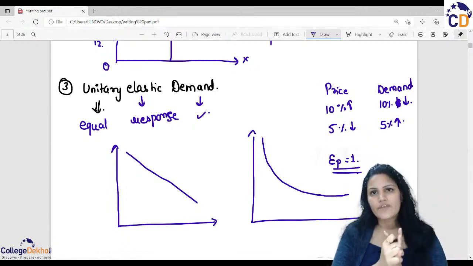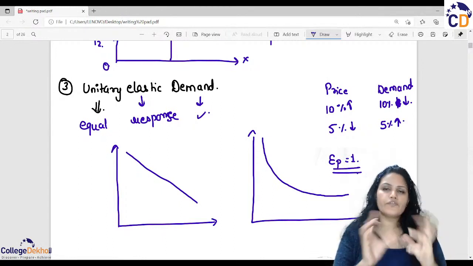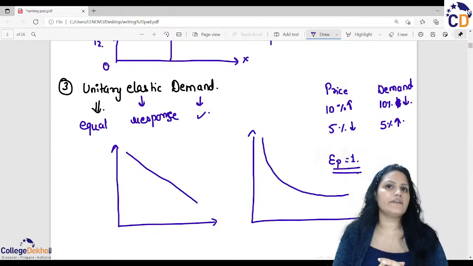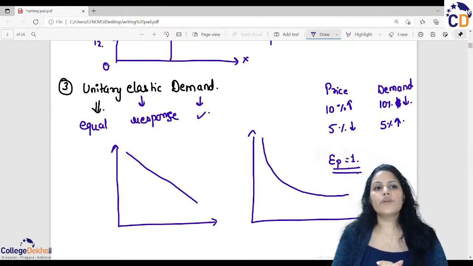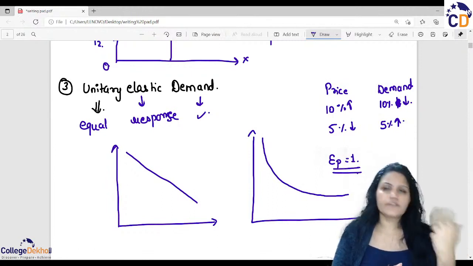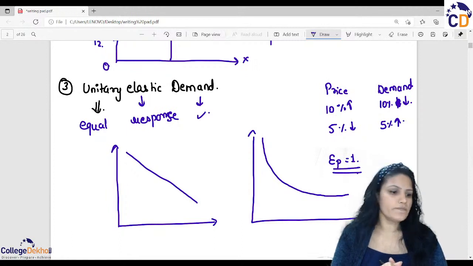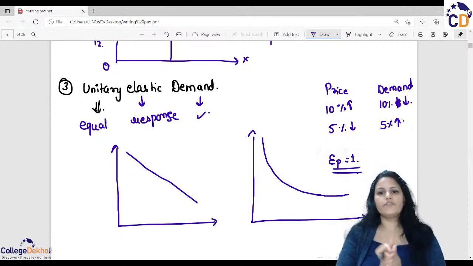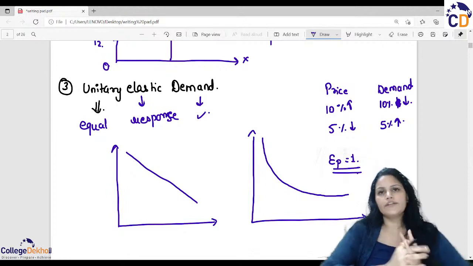So, in terms of elasticity of demand, in different situations, what is the relationship between the price and the demand? We completed 3 points in today's session. The remaining two are still left, but we were not able to cover them in today's class.